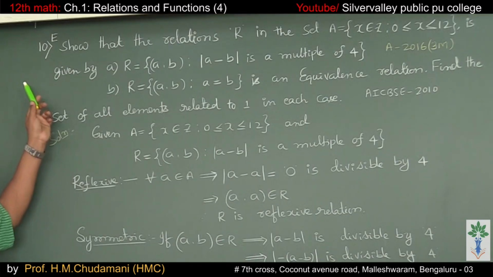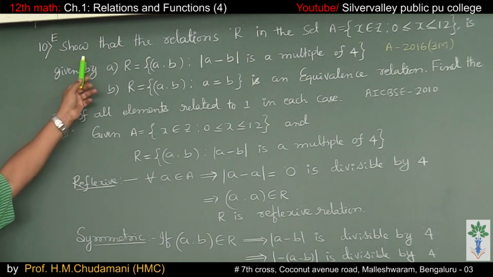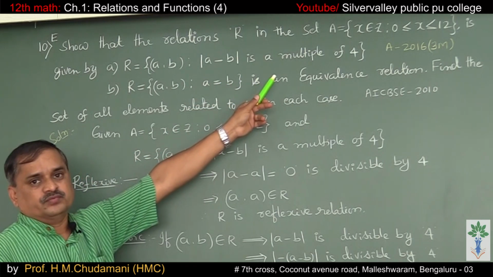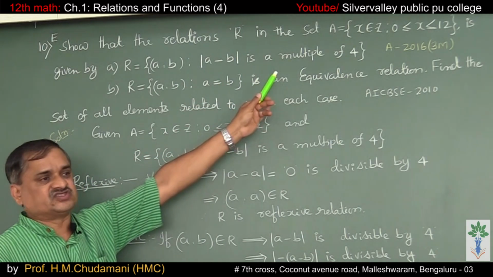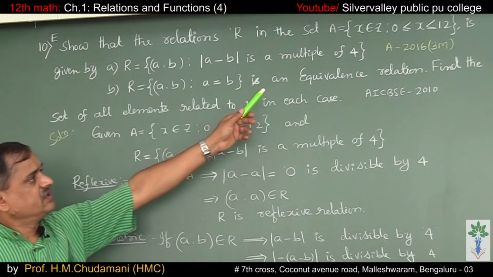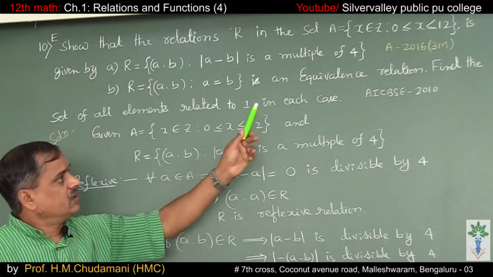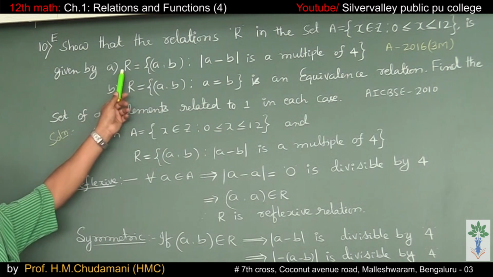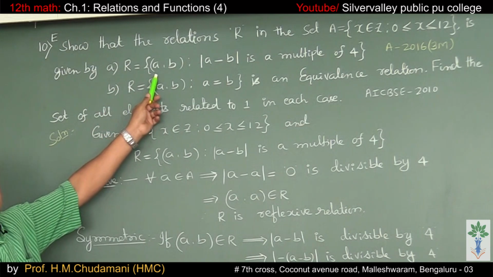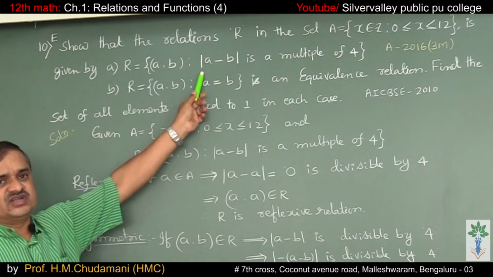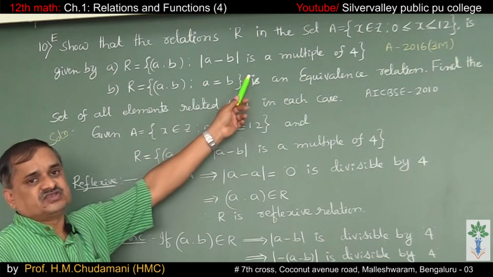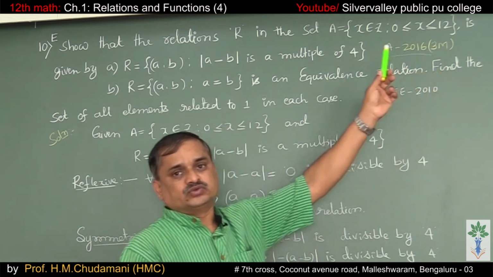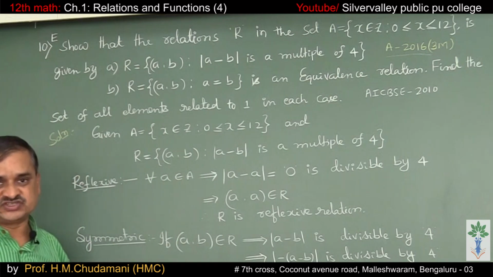Next, the 10th one, an exercise problem again. Show that the relation R in the set A equal to the set of elements x belongs to Z, such that x is greater than or equal to 0 and x is less than or equal to 12, given by the relation R equal to the set of ordered pairs (a, b), such that modulus of a minus b is a multiple of 4. Only the first part appeared in the year 2016, annual 2016, in the 3 mark section.